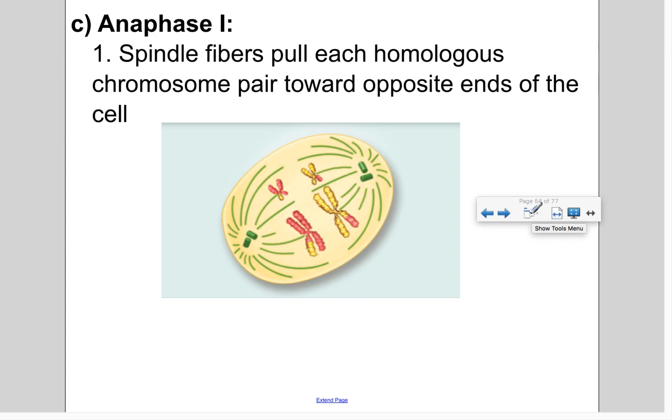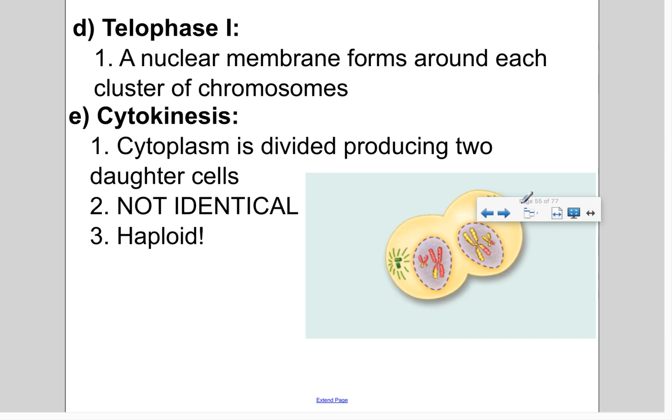In anaphase 1, spindle fibers pull each homologous chromosome pair to opposite ends of the cell. So now we have our homologous pairs, our tetrad, and they're being pulled apart from each other, which is really sad. They're going to wave goodbye to each other and be pulled to opposite ends. Now, in telophase 1, a nuclear membrane forms around each cluster of chromosomes. No big deal there. And then we have cytokinesis, which means the cytoplasm pinches, producing two daughter cells. The thing I want to emphasize is that they're not identical. They're haploid, okay?